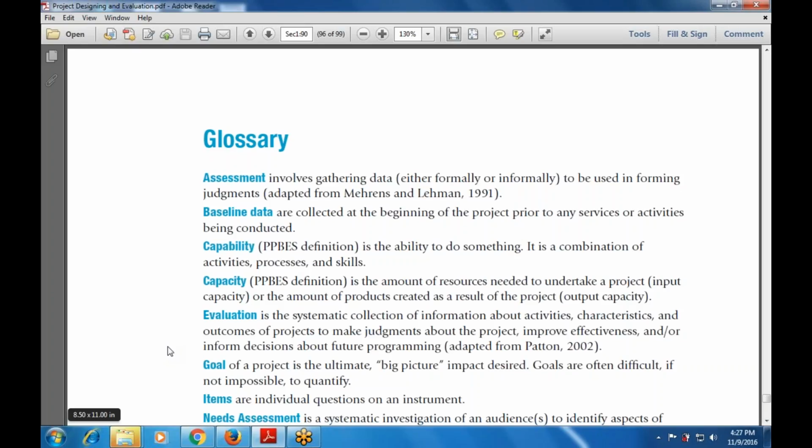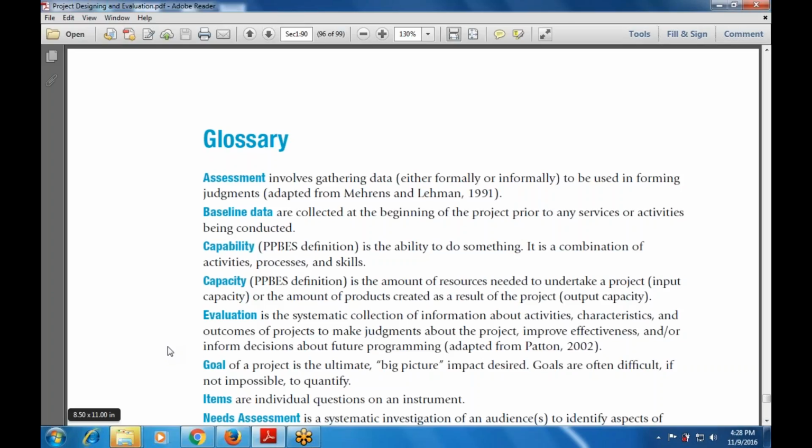Then next one is the baseline, data that are collected at the beginning of the project prior to any services or activities being conducted. Then next one is capability, that is the ability to do something. Capability is the ability to do something, and it is a combination of the activities, processes, and skills. That is capability.